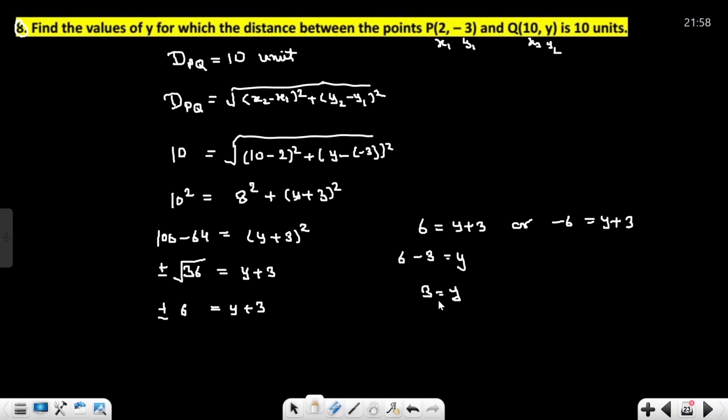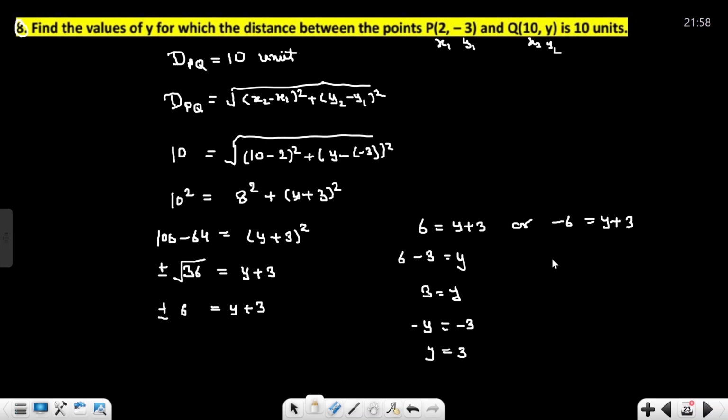Sometimes students get confused about why we don't write it directly. Some teachers directly write y is equal to 3, because if you change the side of y it becomes negative, and change the side of 3, minus 3. Now minus cancels out with minus, which means y is equal to 3.